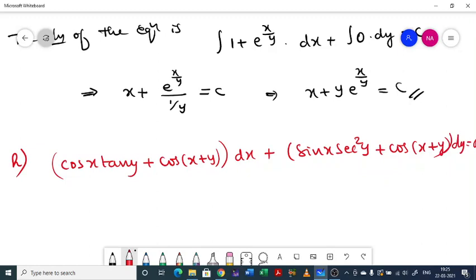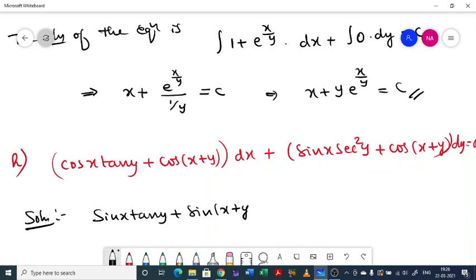So finally you have to get the solution. This is the answer you have to get: sin x tan y plus sin of (x plus y) equal to c. This is the required solution. So try to solve this. I think it can take only 2 steps or 3 steps to arrive at this solution.